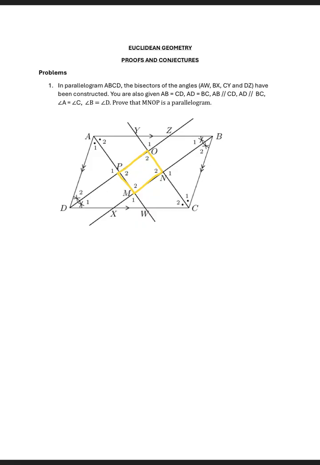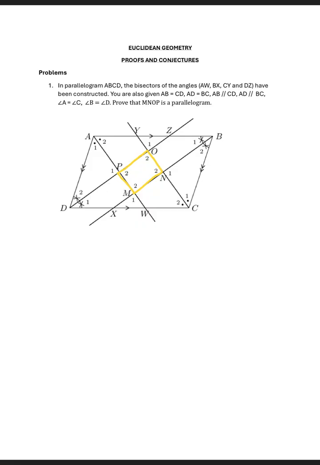So to prove this, in order to prove that it is a parallelogram, if we can show that the opposite angles of that shape are equal, then we can conclude that it is a parallelogram. Or if we can show that the opposite sides are equal and parallel, then we can conclude that it is a parallelogram. So in this case, we're gonna prove that the opposite angles are equal, because we have more information regarding angles in this case. So this is what we're gonna do.